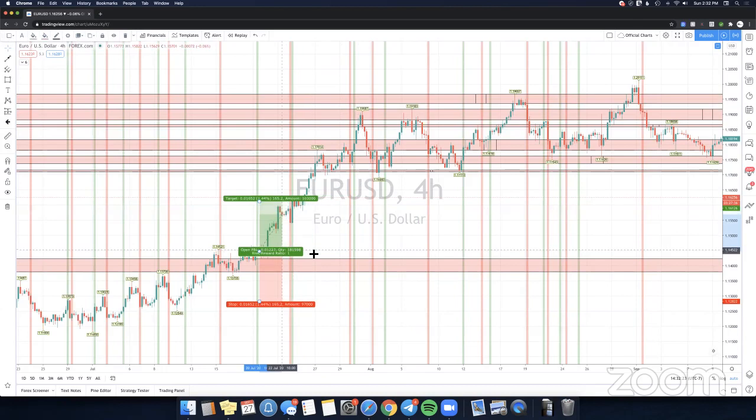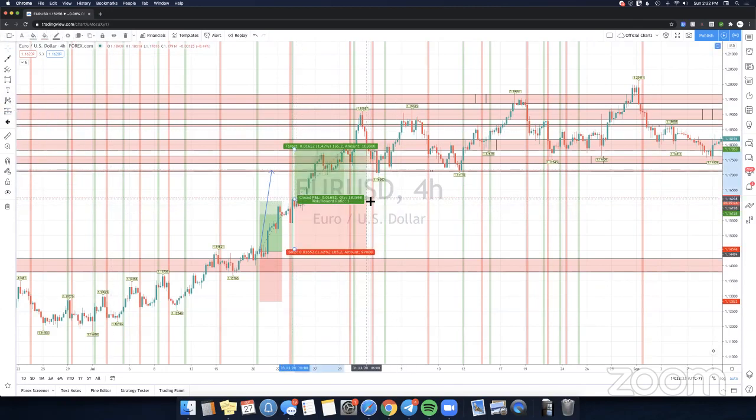Again, right here, price was out in the open, right? Obviously, we were anticipating price to come and test the zone. So once we got another buy signal right here, we would have taken another buy, and then pretty much rode that all the way up there.